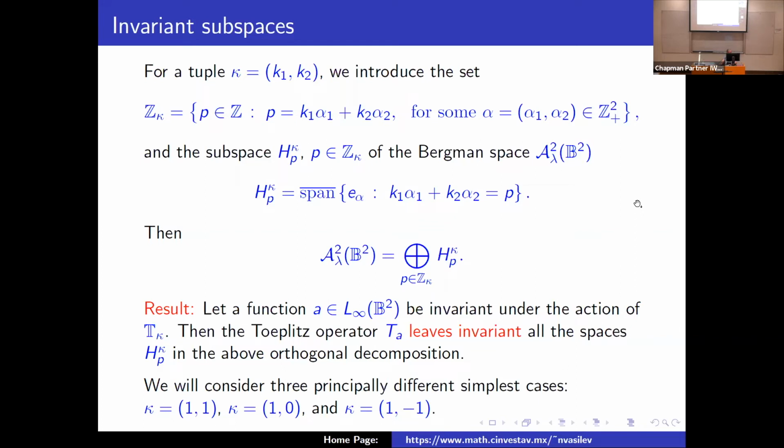What is important? Now, take any function a that is invariant under the action of this group. Then the Toeplitz operator with this symbol leaves invariant all the subspaces in this direct sum decomposition. It's a great improvement. Instead of studying the Toeplitz operator in the Bergman space, we need to study Toeplitz operators restricted to all invariant subspaces. We will consider three principal cases.